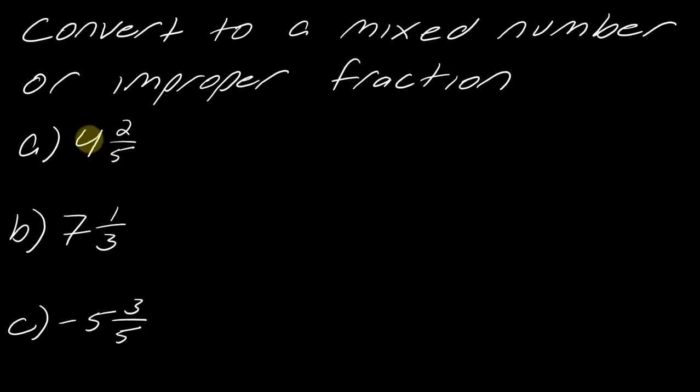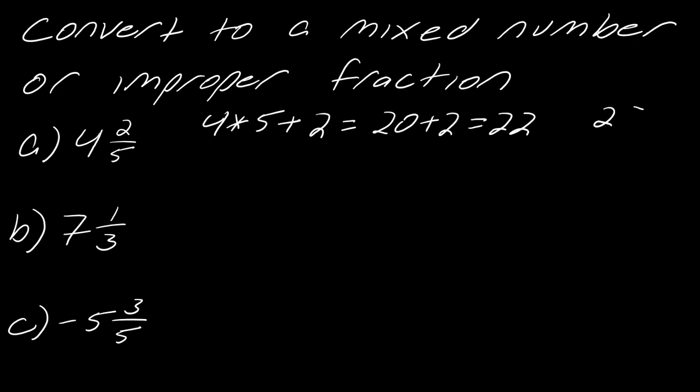So to do that, I do this number times the denominator plus this number. So this is going to be 4 times 5 plus 2. So that's 20 plus 2, so that equals 22. So this will be 22 over 5 as a mixed number. Moving on to the next one.